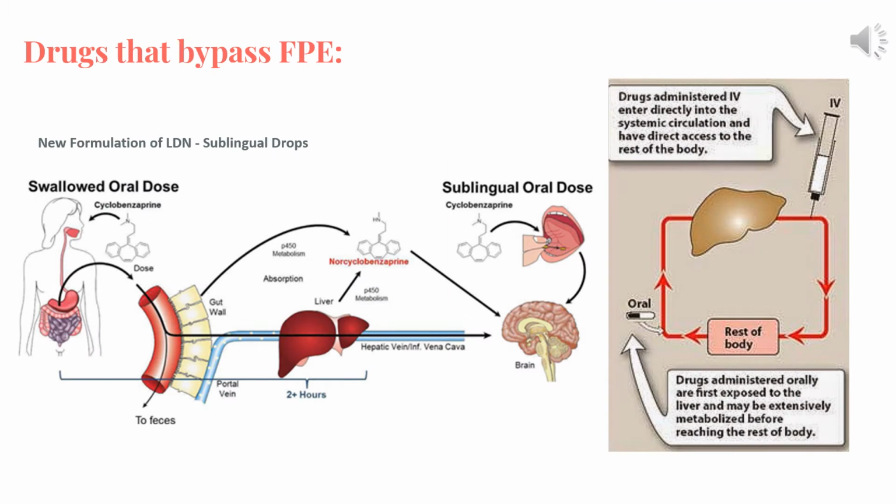An important thing would be to note that not all dosage forms undergo first pass effect. We might have certain dosage forms that can bypass the first pass effect, and this is needed in some cases. This could be the sublingual route or the IV route, having the IV route directly enter the blood circulation and have access immediately to the rest of the body. However, as we said, orally administered drugs are first exposed in most cases to the liver and might be extensively metabolized before having only a small percentage reaching the rest of the body.